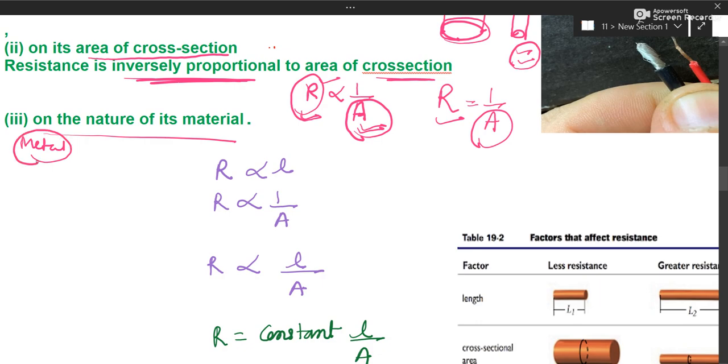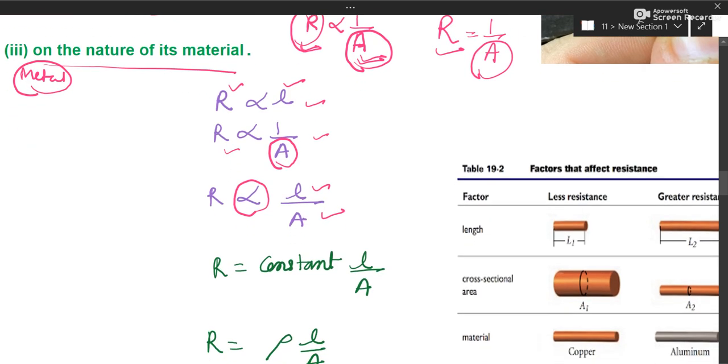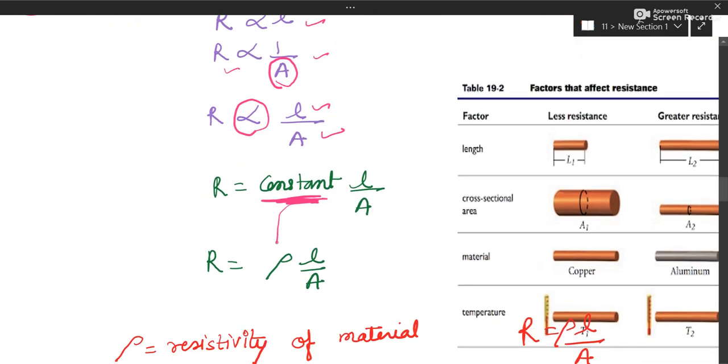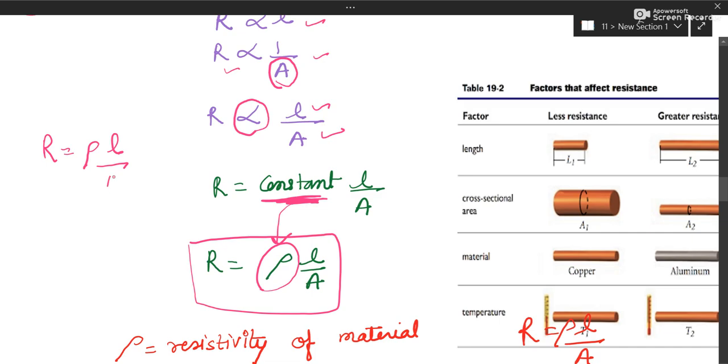So what are the factors? Resistance is directly proportional to length. Resistance is inversely proportional to area. So we'll combine these two. Resistance will be proportional to L by A. Removing proportionality, we will get a constant here. And that constant is new for us, this symbol. So this is the final formula of resistance. Resistance is equal to rho L by A.